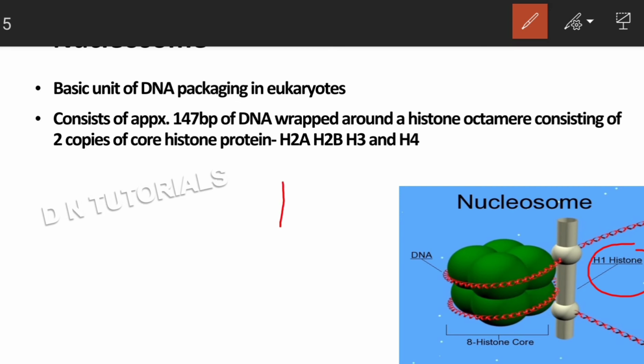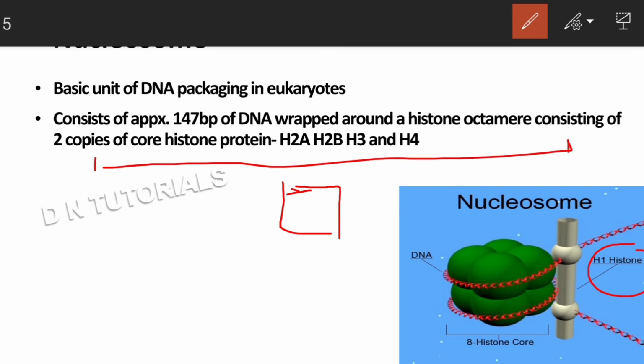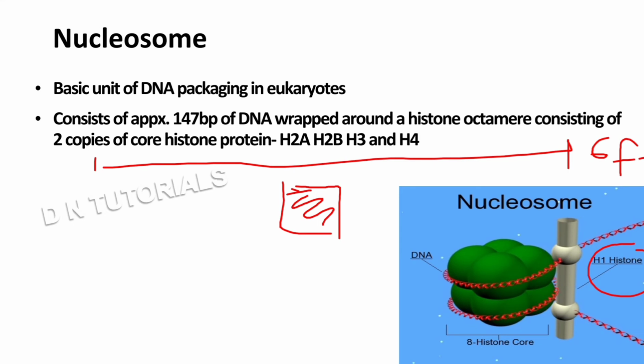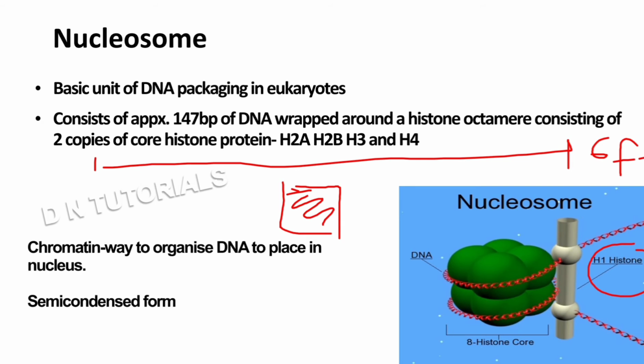Suppose if you have a tiny box, of approximately 1 millimeter side, and you have a big thread of 6 feet. How are you going to keep this entire 6 feet thread inside this box? We are going to coil it properly and keep it inside the box nicely. Okay, so DNA inside our cell is also organized in a very coiled and condensed manner so that the entire length of DNA can be packaged inside the tiny cells. So basically, chromatin is a way to organize DNA to place it in the nucleus.